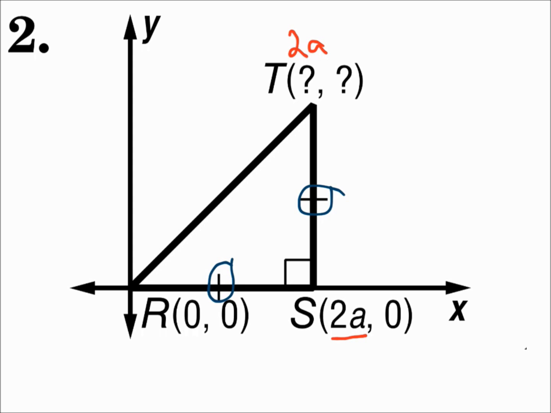Now, notice that this is an isosceles triangle. Because it's also a right triangle, the distance to the right is the same as the distance up. And that means that the height of point T is that same distance, 2a. So look for all the clues. Point T is the same distance to the right that point S is, so they're both 2a. And since the height is the same as the distance to the right, the height is also 2a.